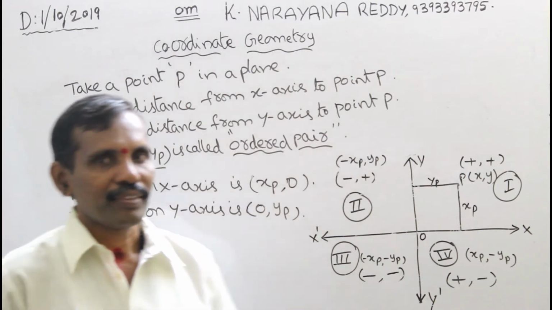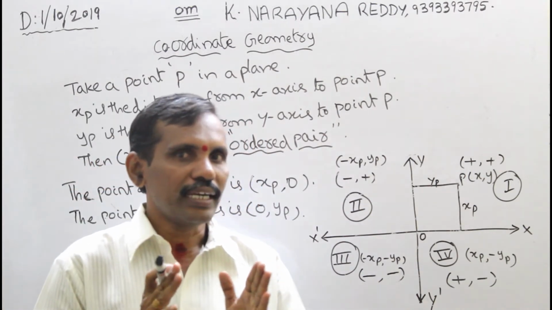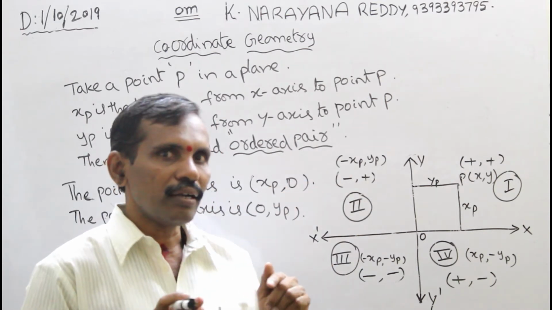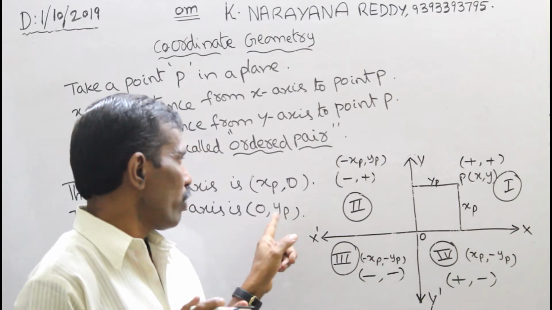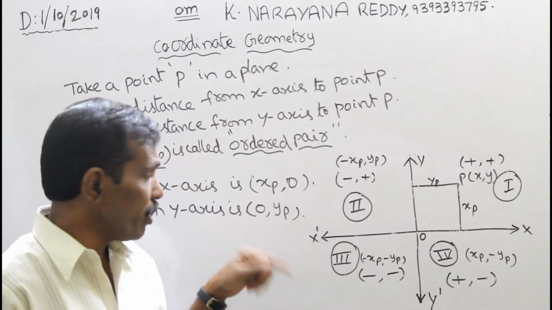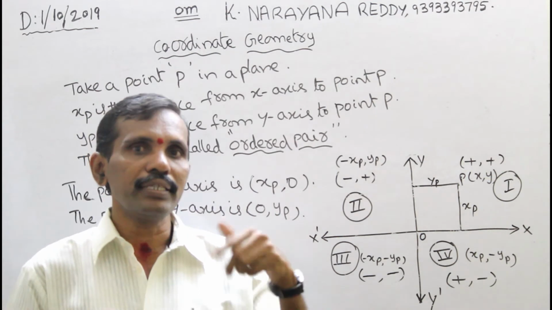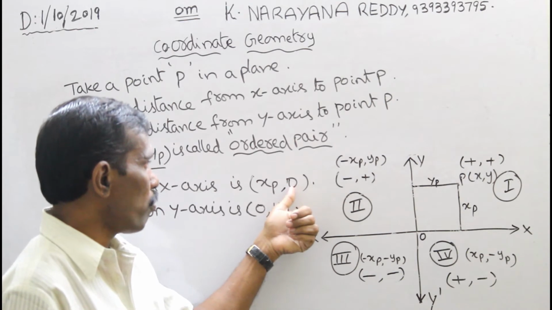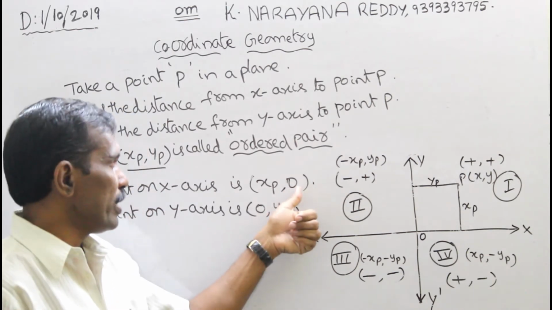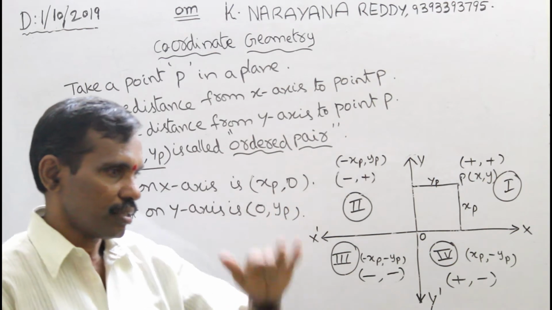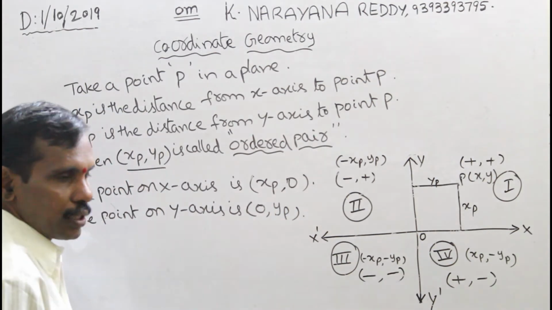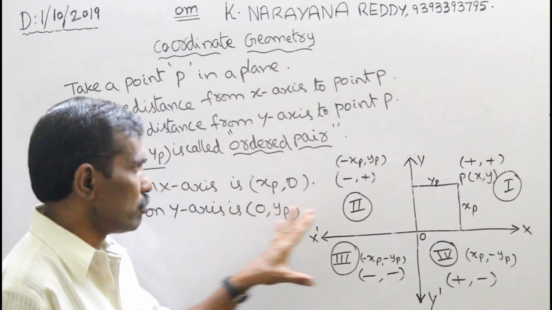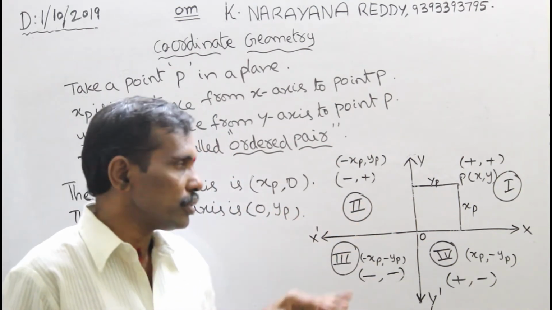In the same manner, the point on the y-axis contains x coordinate 0. Opposite to each other. Whenever the x coordinate is 0, the point is on the y-axis. If x is 0, the point is on the y-axis; if y is 0, the point is on the x-axis. That's all. So this is a very important point which you have to observe when we are drawing the graph. Okay. So this is some introduction about coordinate geometry.